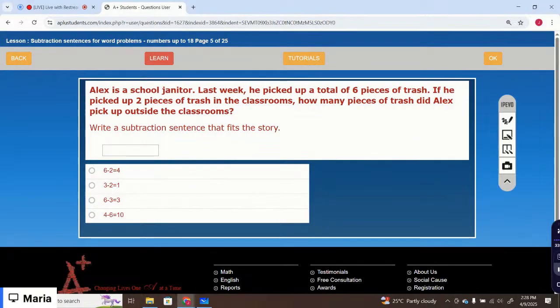Alex is a school janitor. Last week he picked up a total of six pieces of trash. If he picked up two pieces of trash in the classrooms, how many pieces of trash did Alex pick up outside the classroom? So, which is the correct option?